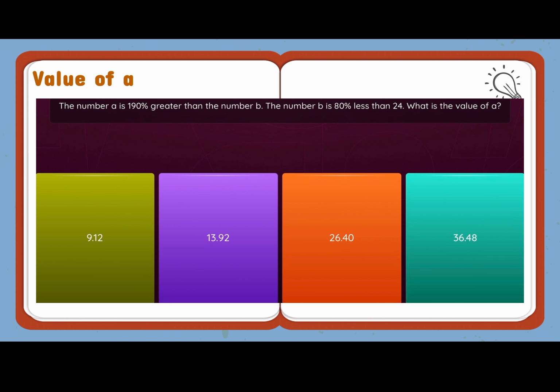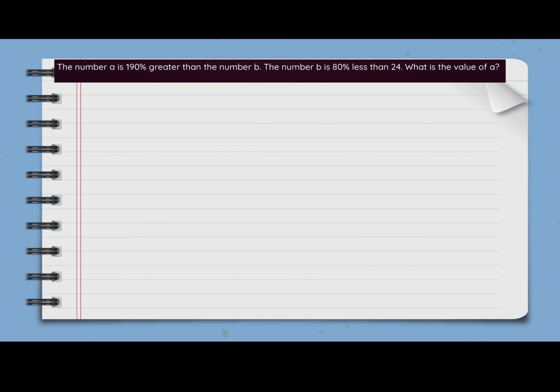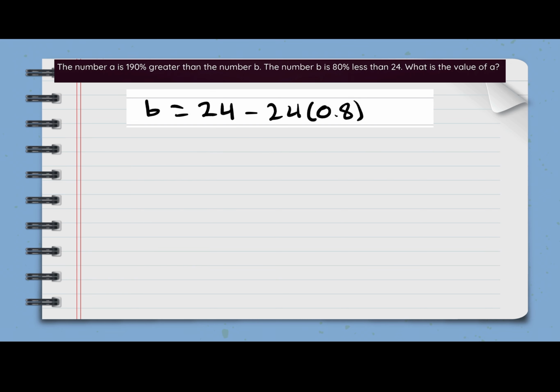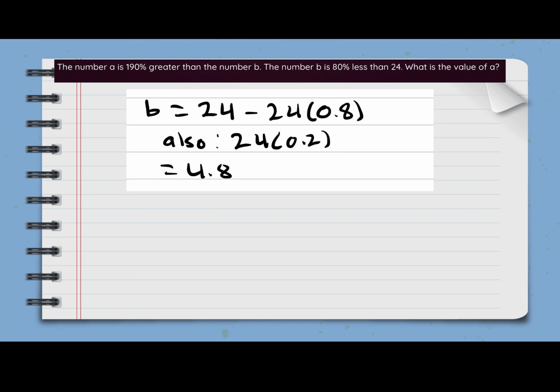Okay, the number A is 190% greater than the number B. The number B is 80% less than 24. What is the value of A? Okay, when you have the number B is 80% less than 24, you can do it in 2 ways. You can either do 24 minus 24 times that 80%. Personally, I think it's easier just to do the percent change first and just multiply that 24 times 0.2. Either way works, and you'll get 4.8.